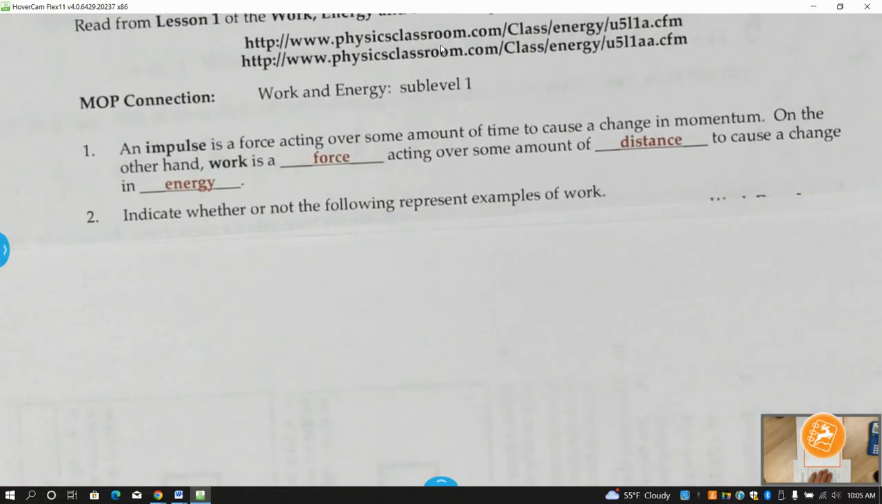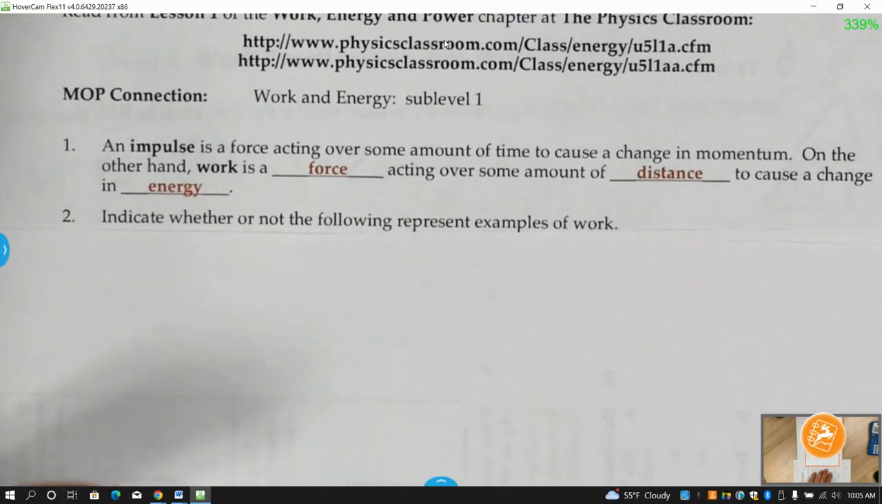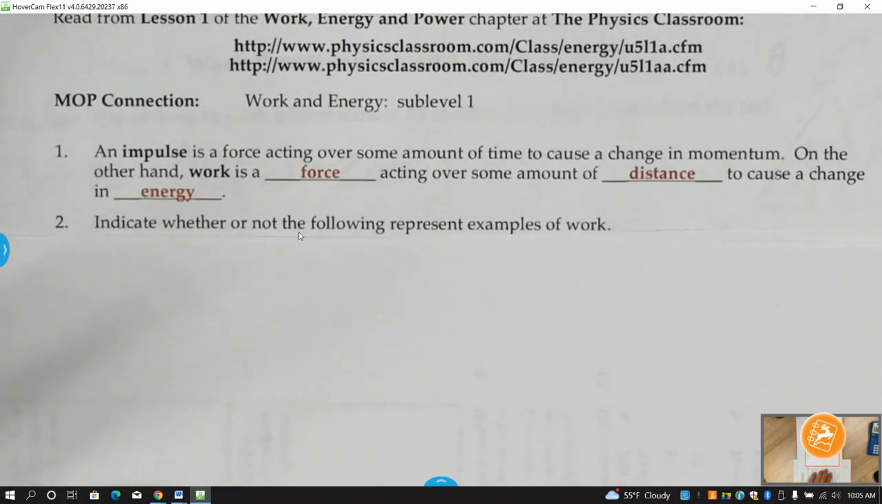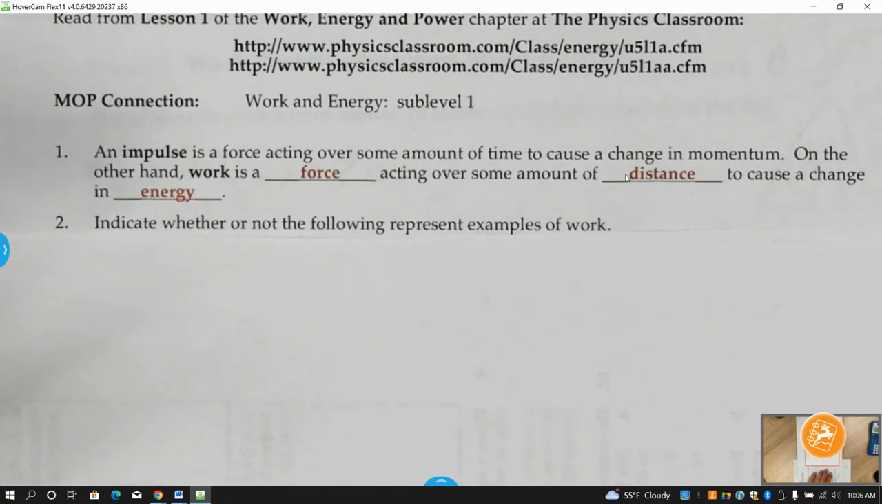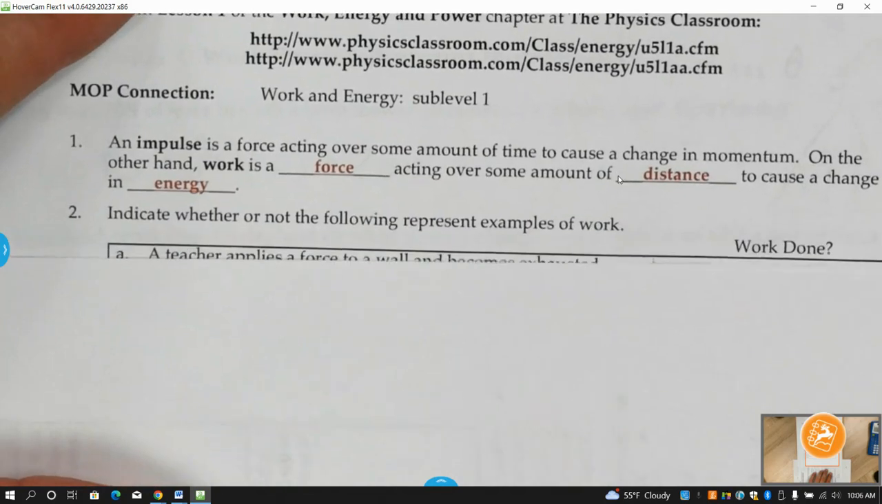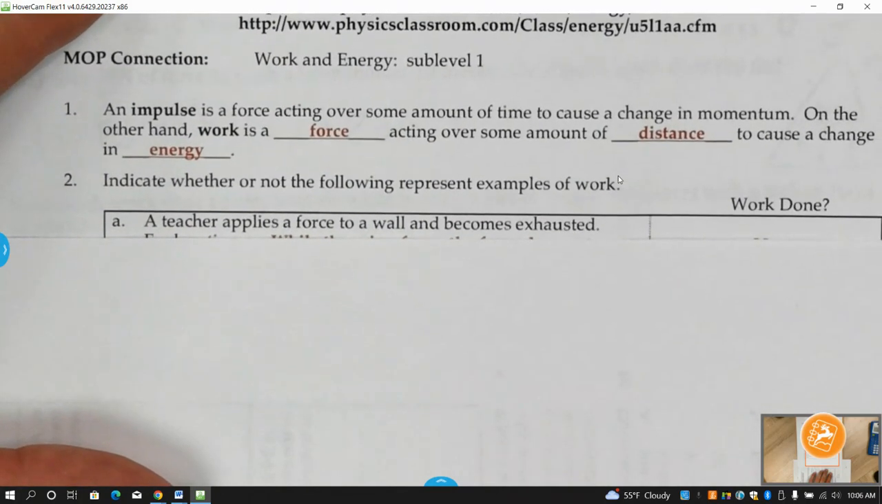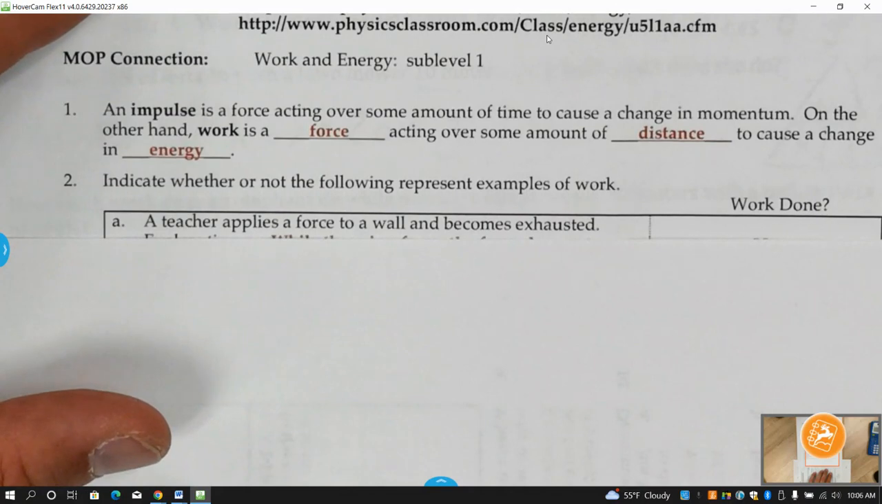All right. So an impulse, guys, is a force acting over some amount of time to cause a change in momentum. On the other hand, work is a force acting over some amount of distance to cause a change in energy. Now they want you to indicate whether or not these examples are work or not. A teacher applies a force to a wall and becomes exhausted.